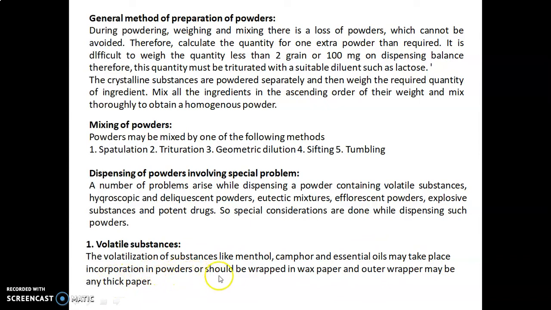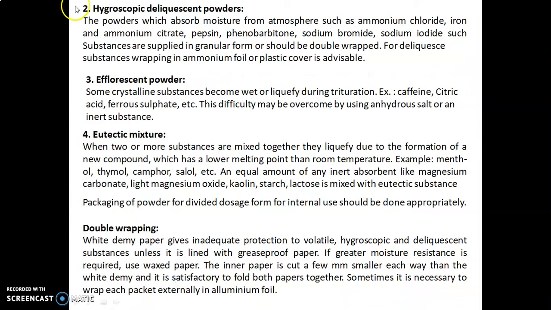Incorporation in the powders should be wrapped in wax paper, and the outer wrapper may be any thick paper. Second, for hygroscopic and deliquescent powders, which absorb moisture from the atmosphere, such as ammonium chloride, iron and ammonium citrate, pepsin, phenobarbitone, sodium bromide, sodium iodide. Such substances are supplied in granular form or should be double wrapped. For deliquescent substances, wrapping in aluminium foil or plastic cover is advisable.